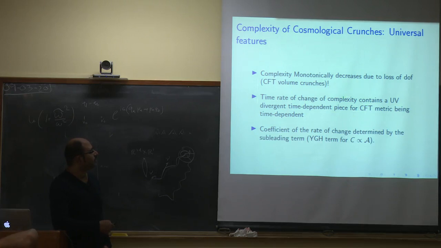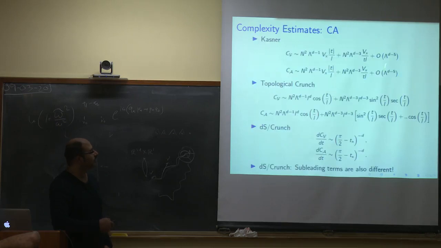So the time rate of complexity contains a UV divergent piece for the time-dependent piece for the CFT metric, being time independent. So in these cases, the rate of change is UV divergent. In this case, the rate of change is not UV divergent.